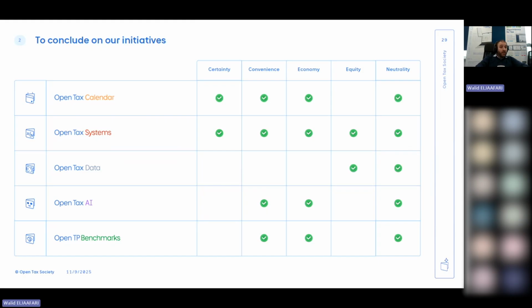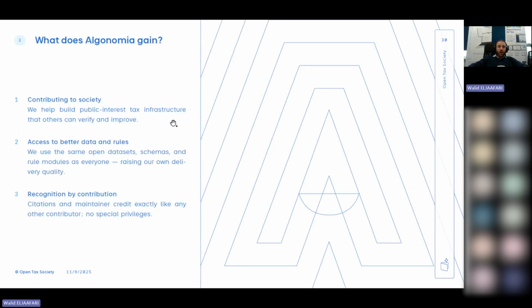I don't know which they could be, but any of you can become a member of the Open Tax Society and share and contribute. Now, one of the questions that we got when we started working on the Open Tax Society and sharing it with other stakeholders is, what does Algonomia, the company I founded and I'm still leading, what does Algonomia gain in this?